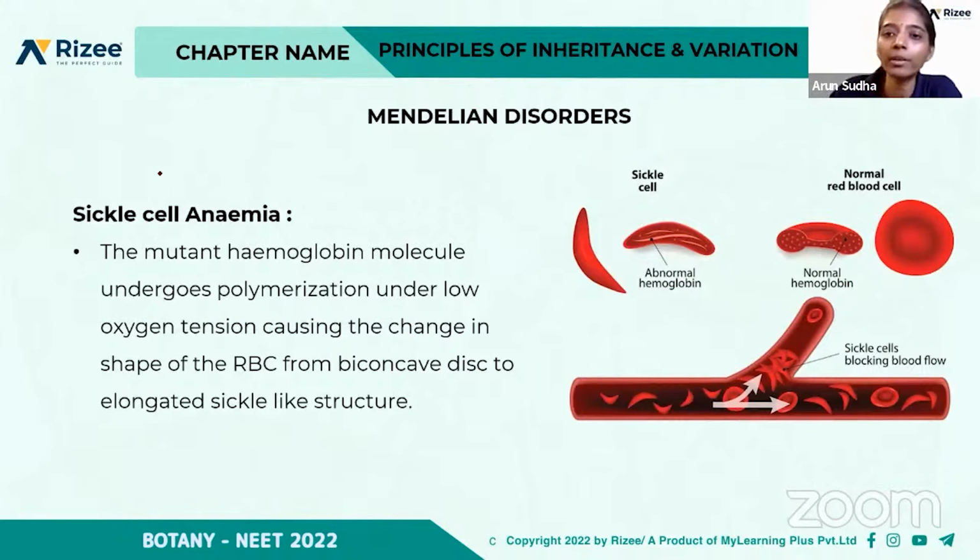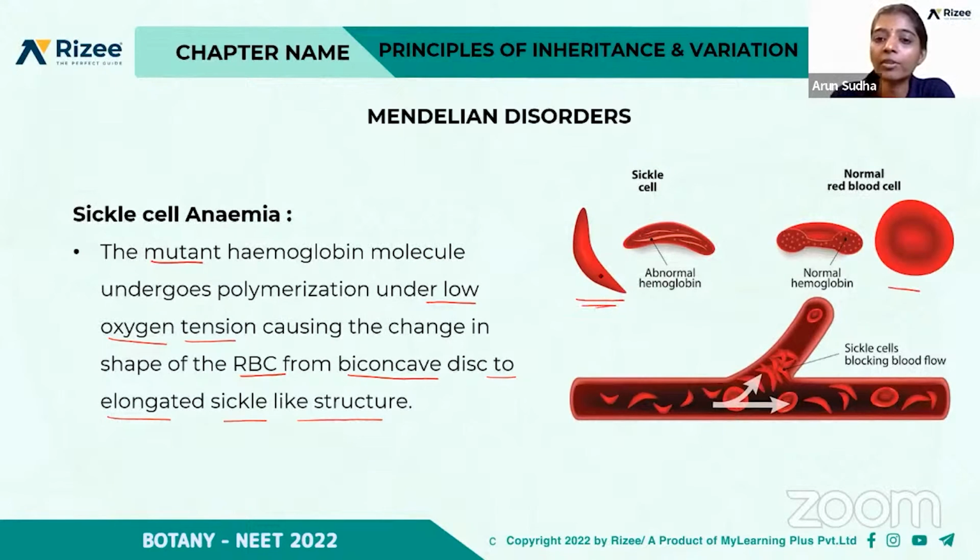This mutant hemoglobin has a change in the base sequence, right? This mutant hemoglobin undergoes polymerization under low oxygen tension. Under low oxygen conditions, it causes the change in the shape of the RBC from biconcave to an elongated sickle shape. The normal red blood cell is biconcave. This is the normal hemoglobin, and as a result of this mutation, the shape is changed from biconcave to sickle shape.